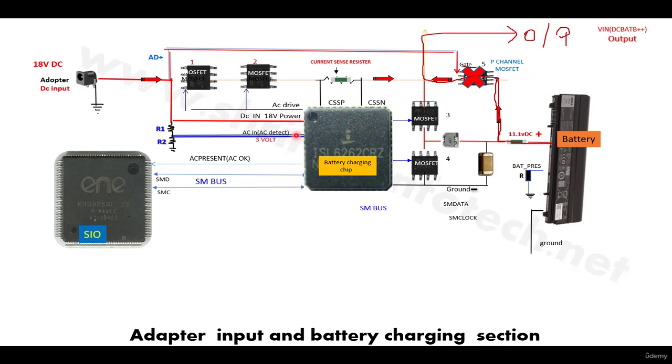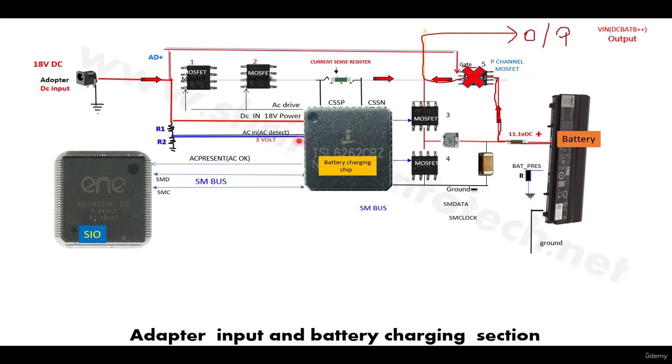It's something like that. Suppose we are going to someone's house, and if we click the button or knock on the door, then that particular person will come to know that someone is outside, and he opens the door. Similarly, at this AC in pin, the chip receives 3 volt here. That means this chip will come to know that the adapter current is present. That is okay, so it's something like that.